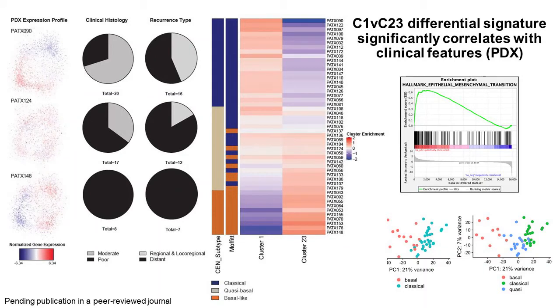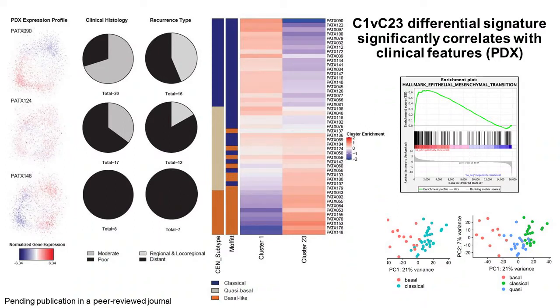So this is just showing that it's not one or two genes that is driving the signature, but this entire cluster and this entire axis that seems to be changing in their expression signatures as the tumor goes from more classical to more basal.